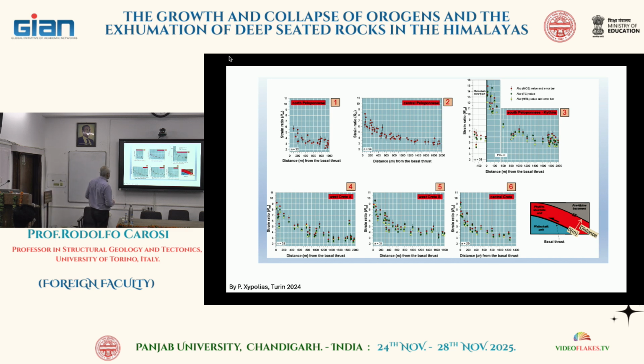He used several different sections. Okay, more or less, he checked the same with different approaches, but more or less approaching the thrust, the strain increases a lot, from an axial ratio on the XZ section close to 3 or less than 3 up to 9, 10. So very, very strong deformation.